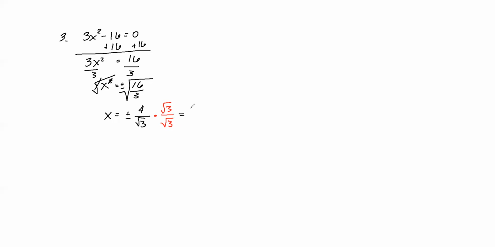then we're still going to have plus or minus in the front. On the top, we have 4 square root of 3. And if you remember the shortcut here, the square root of 3 times the square root of 3 is 3. This is our final solution. So as a solution set, we're going to have positive 4 square root of 3. So let me write this a little bit smaller. Positive 4 square root of 3 over 3. And negative 4 square root of 3 over 3.